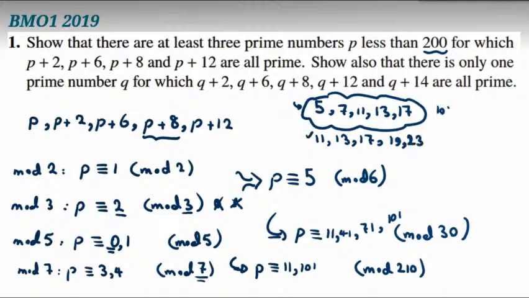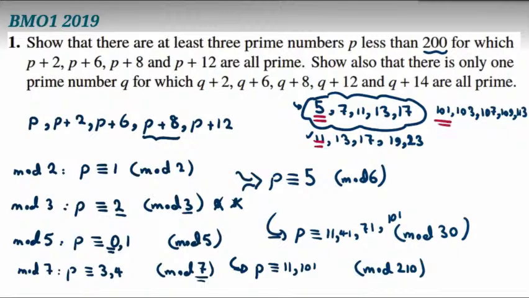And if you check 101, 103, 107, 109, 113. Now we found all three numbers, p is 5, 11, 101, and we proved we only have these numbers.